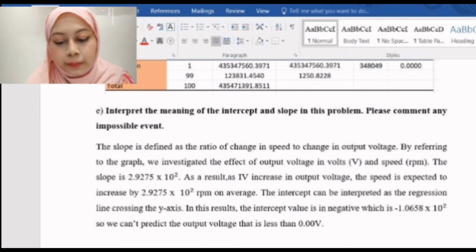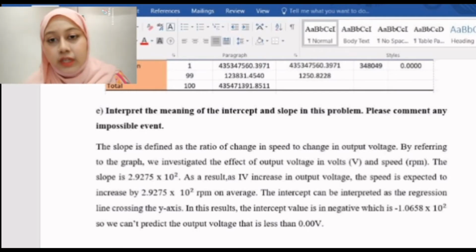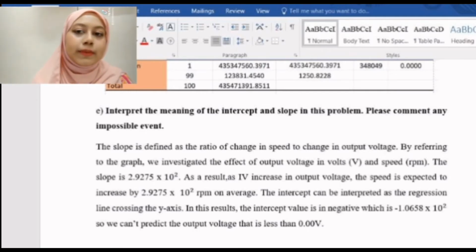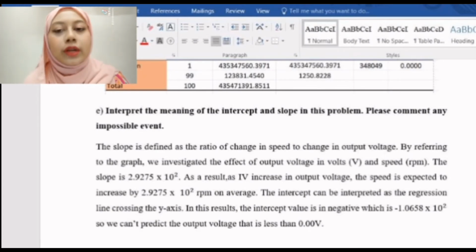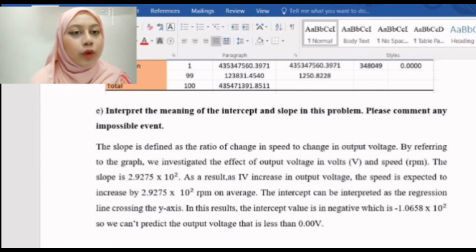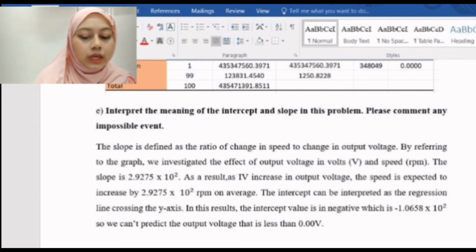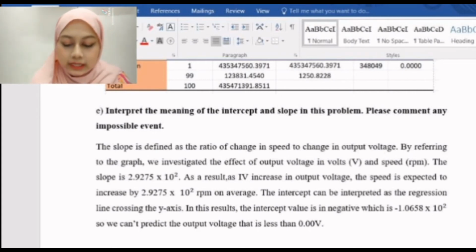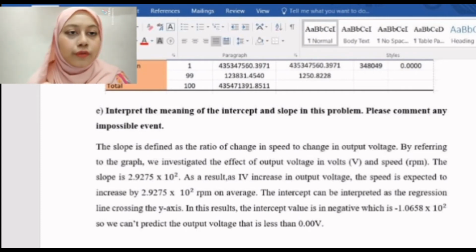292.7510. Based on the slope, we know that as 1V increases in output voltage, the speed is expected to increase by 292.7510 RPM on average. So next, for the intercept, it can be interpreted as the regression line crossing the y-axis. From this experiment, we got that the intercept value is negative 106.58. We can't interpret an output voltage that is below 0.0 volts.